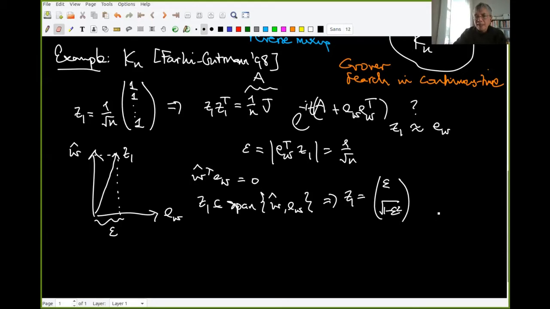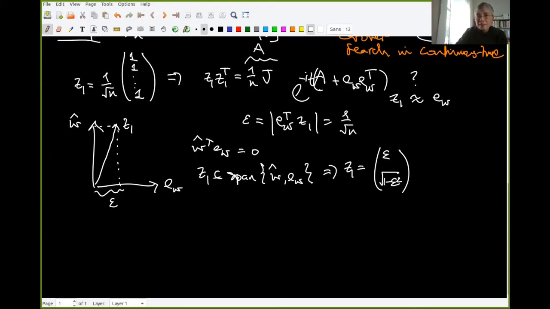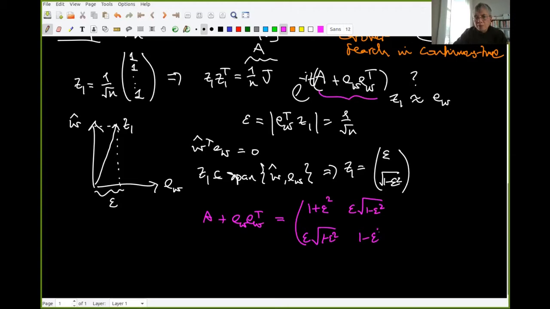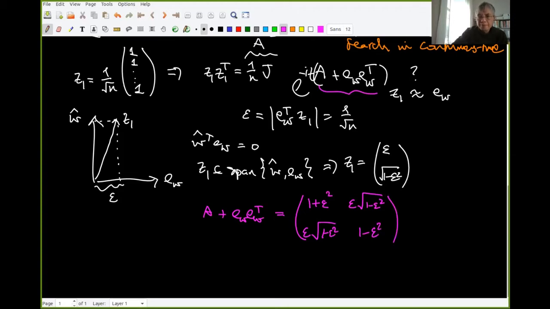Okay, so the matrix that we're interested in becomes, so it's right here. We're going to play this game in this two-dimensional space. This matrix is going to look like 1 plus epsilon square, epsilon square, epsilon square, 1 plus epsilon square. And then we can, of course, find the eigenvalues and eigenvectors of this.